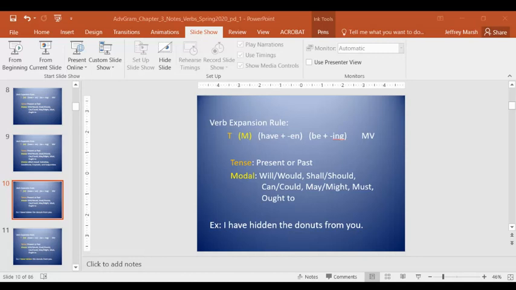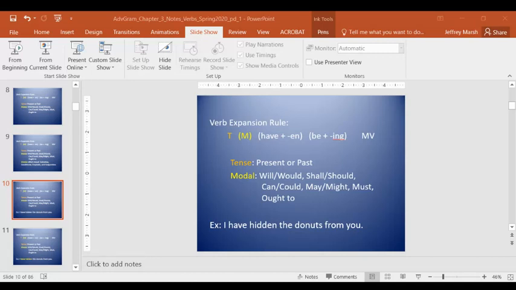Fourth, be plus ing. The easiest way of remembering this is asking, do you have any ings? Because if you do, I need you to write this down. Well, if I look here, "have hidden," there's no ing. And if there's no ing, I don't need this. Just like there was no modal, there's no ing in "have hidden." So I skip this, which is okay because the parentheses are a way of letting me know it's optional.